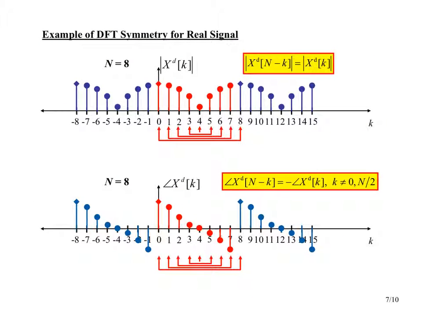So this is just a picture of this. The red shows one cycle. The two blue on each side show the adjacent cycles. And we're just seeing the symmetry for a real signal. The top plot is the magnitude, the bottom plot is the angle. And we're just seeing this kind of symmetry here that we just described.